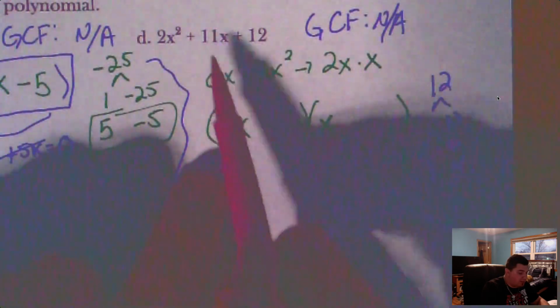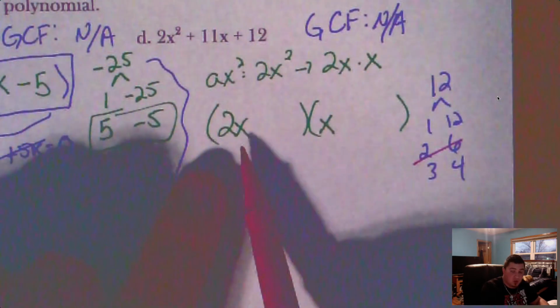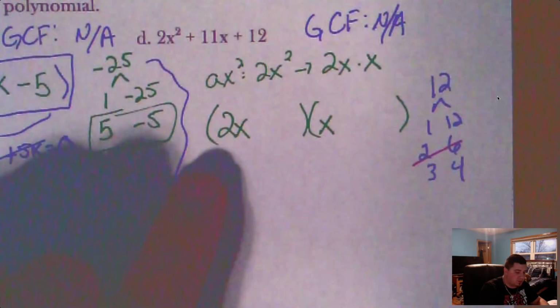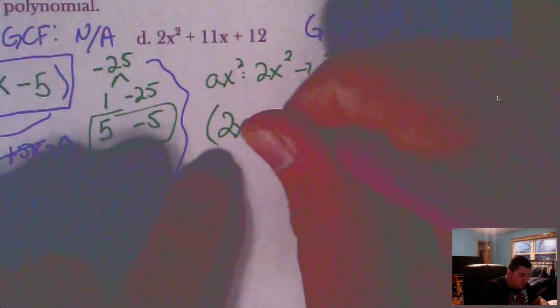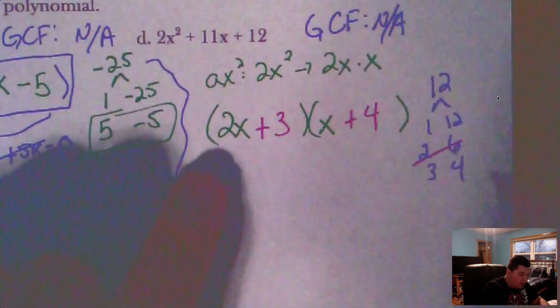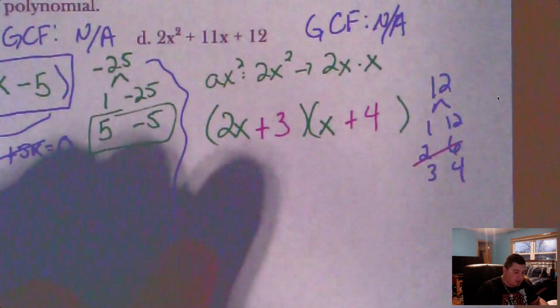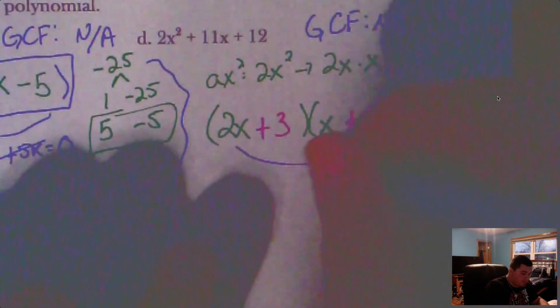Now again, I'm trying to get to 11. I have to multiply something by 2. So I don't want it to be this one because if I multiply by 2, I'm going to jump ahead. So I'm going to use the 3 and the 4. Has to be in this order because 4 over here gives me a GCF of 2. And then I'm going to check it out.